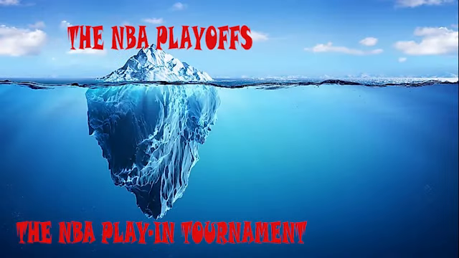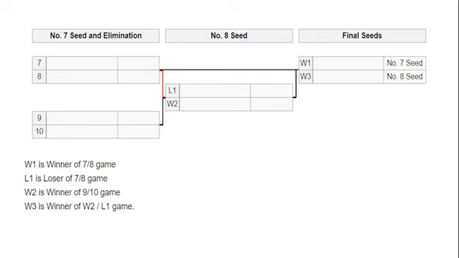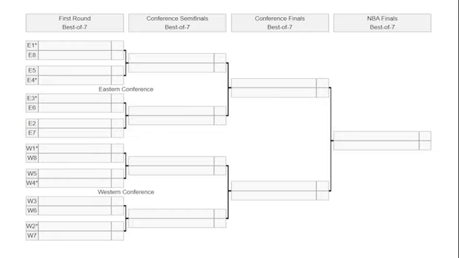Welcome to the NBA Playoffs Iceberg, where I'm just simply trying to make this all as simple as possible. So here we go, starting with the NBA playoffs overall. This bracket shows all of the teams that make it to the NBA playoffs. You have the Eastern Conference at the top, followed by the Western Conference at the bottom. That's 16 teams that make the playoffs.